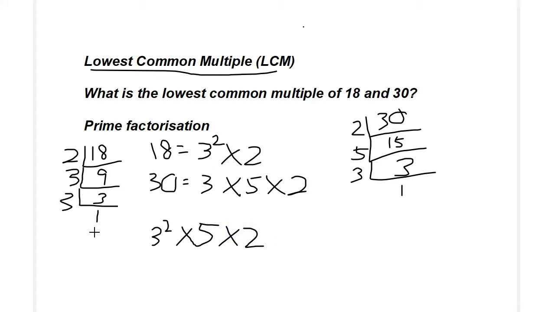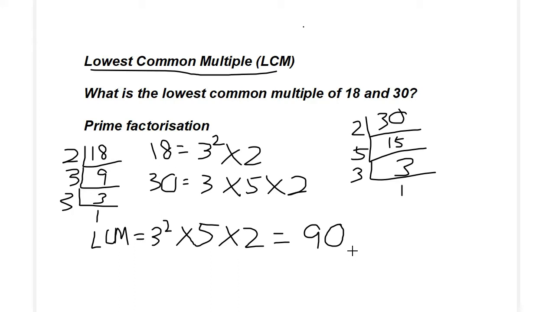And we can say this is the lowest common multiple. Yeah, you found the solution. So 3 squared is 9. 9 times 5 is 45, times 2, okay, 90. So the lowest common multiple of 18 and 30 is 90. Yeah, this is your final answer.